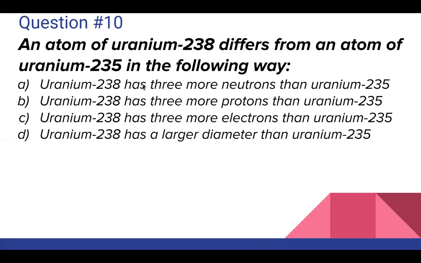So uranium-238 has 3 more neutrons than uranium-235. That sounds right. Uranium-238 has 3 more protons. No, that wouldn't make sense. That would change the element. So that doesn't sound right.